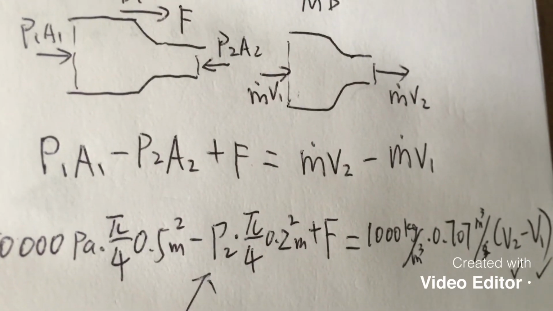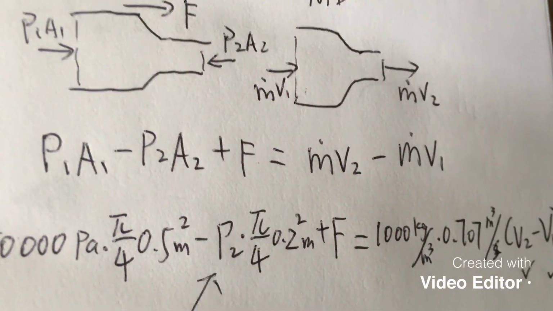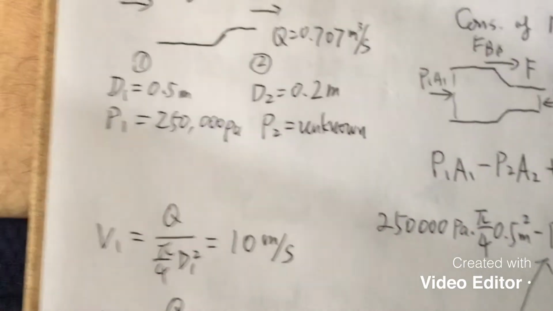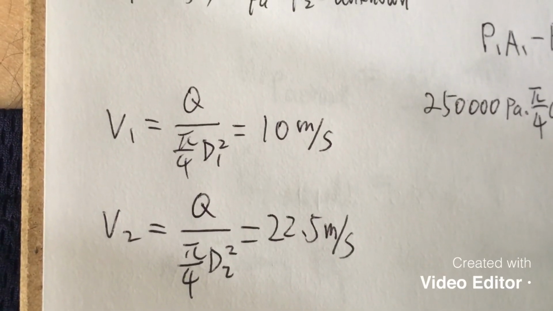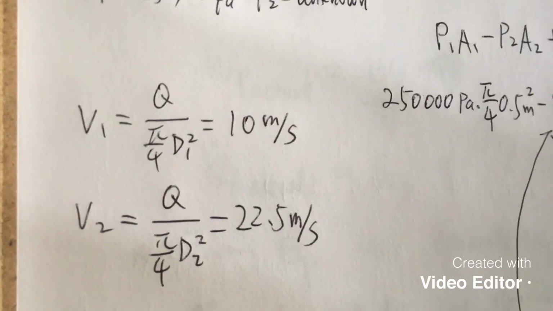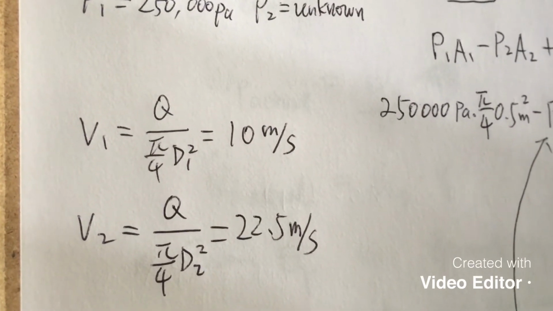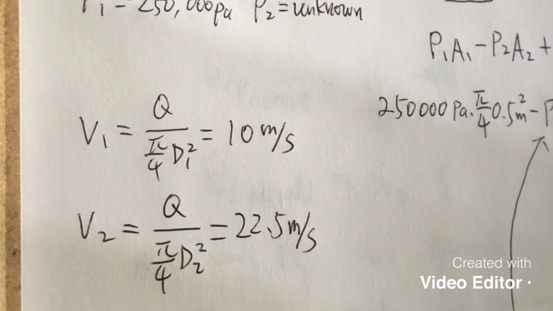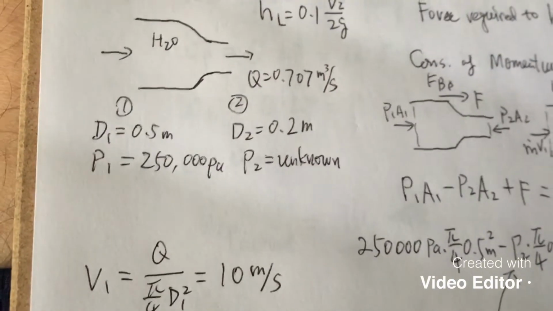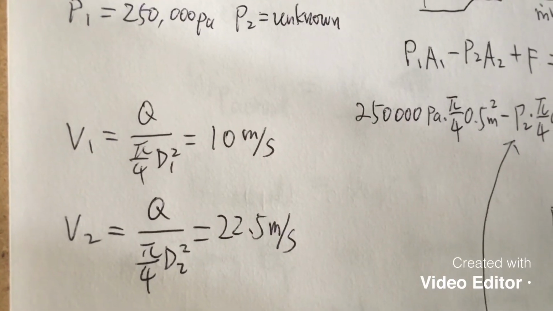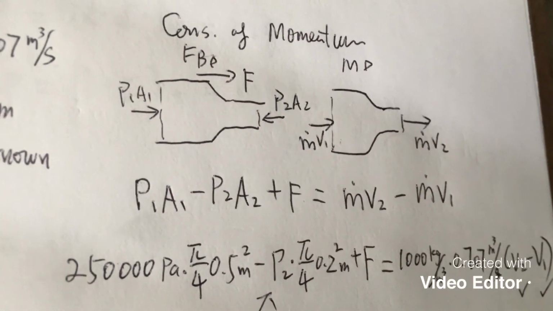Okay, so in order to calculate F, probably we need to find out V2, V1 as well as P2. Okay, V2 and V1 are easy. We are given the flow rate, right? Volumetric flow rate. So velocity is volumetric flow rate divided by the cross-sectional area. So V1 is Q divided by A1, quarter pi D1 squared. V2 is Q divided by A2, quarter pi D2 squared. So 10 meter per second is the inlet velocity, and 22.5 meter per second is the outlet velocity. Okay, that's easy. So V2, V1, we found them.